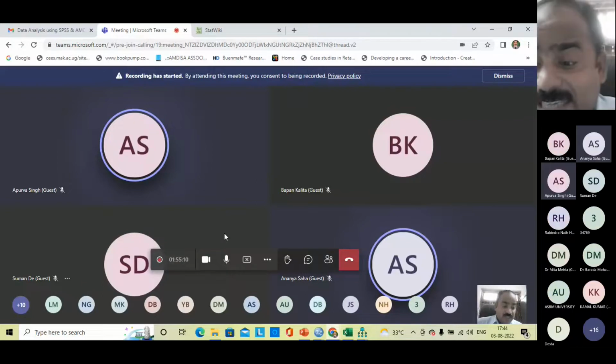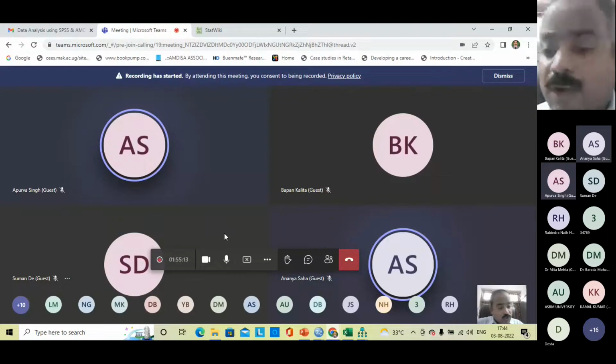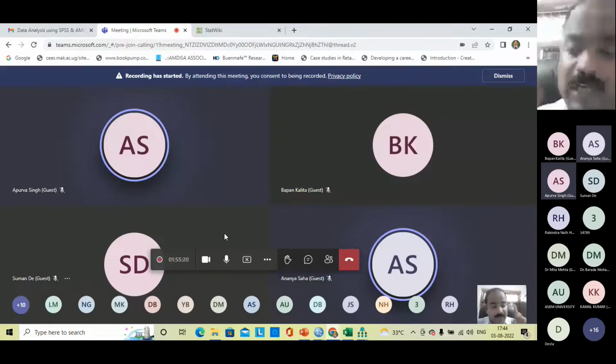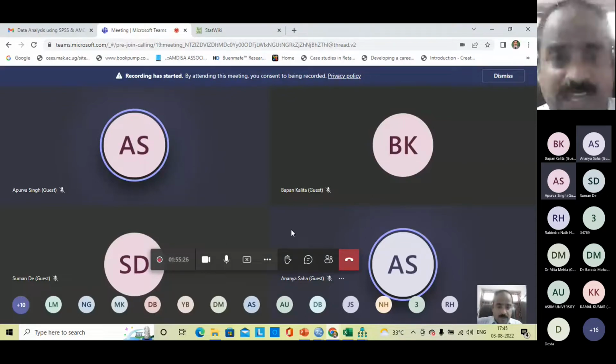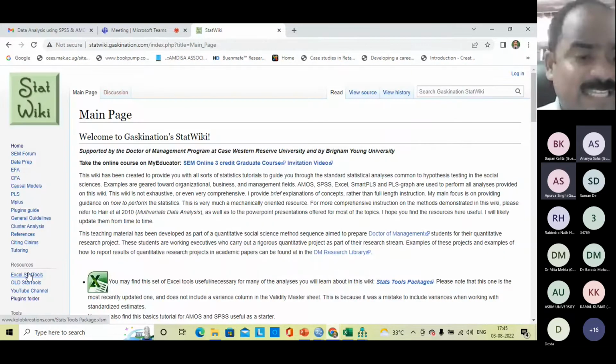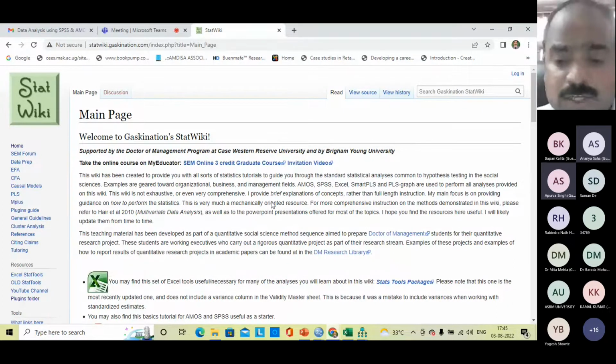This particular operation is not requiring macro. The same Excel sheet, download it. Many other options require macro, but this one does not. Please download it and start operating. If you do not know, I will tell you again. Please download from here. Go to the resource. There is an Excel stat tool. Download that, and such an Excel sheet will appear.